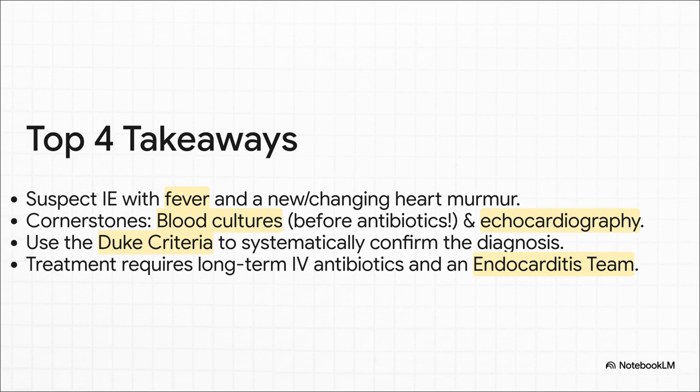Number 2, your workup stands on 2 pillars, blood cultures, which you get before antibiotics, and an echo. Number 3, use the Duke criteria. It's your systematic guide to get you to the right diagnosis. And finally, number 4, remember that treatment is a marathon, not a sprint. It means long courses of IV antibiotics and a whole team of experts working together.